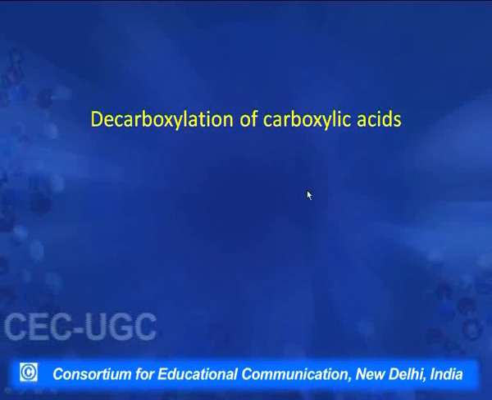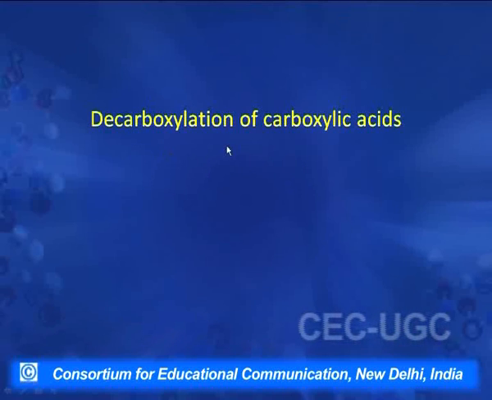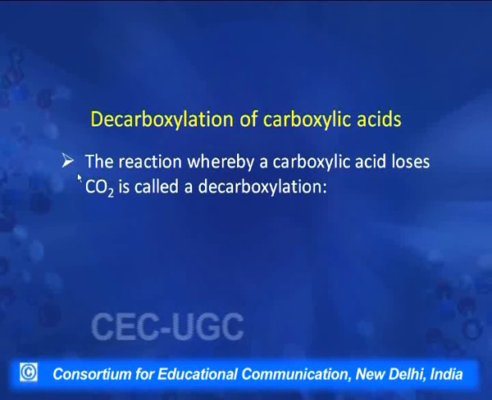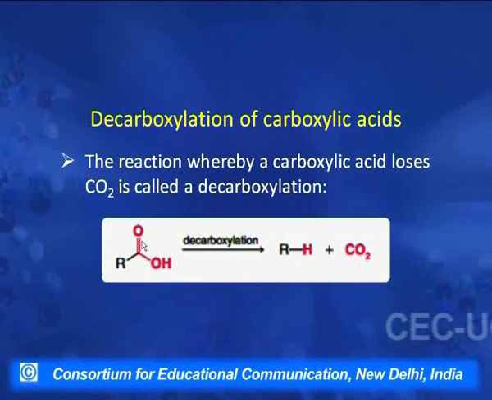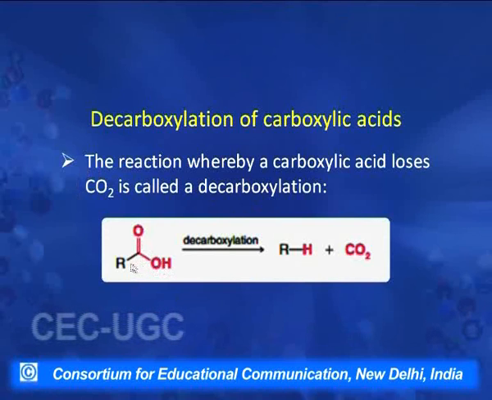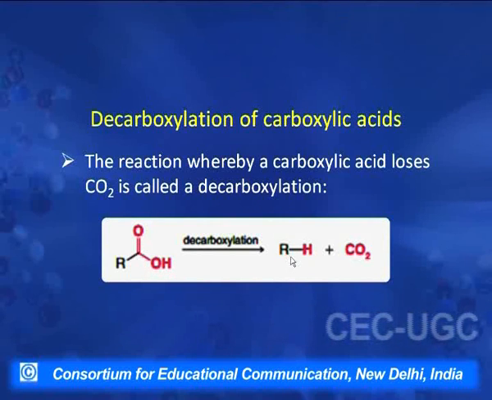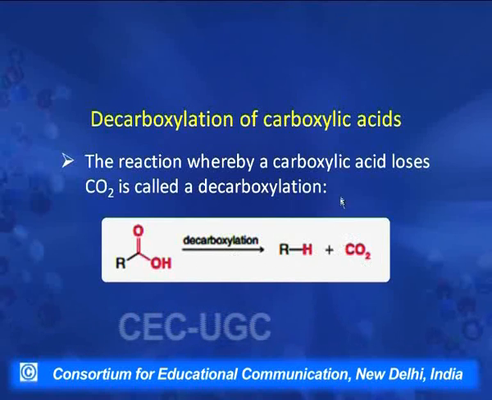Next we take up the reactions which are due to the whole of the carboxyl group, and these reactions are decarboxylations. Decarboxylation reaction means one where a carbon dioxide molecule is lost. This is any carboxylic acid. If this CO2 part is lost, H will combine with this alkyl part and we will get the alkane, and this alkane will have one carbon less than the starting carboxylic acid, because one carbon is lost as carbon dioxide.